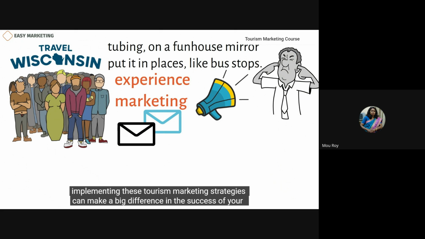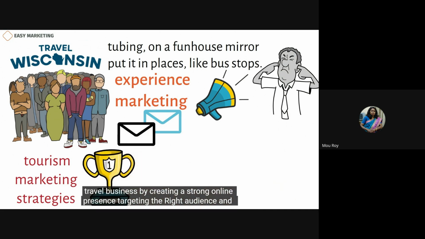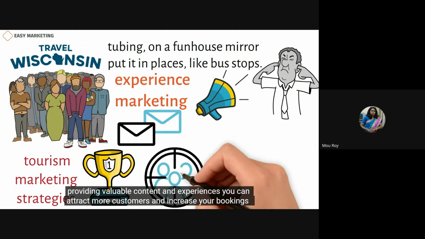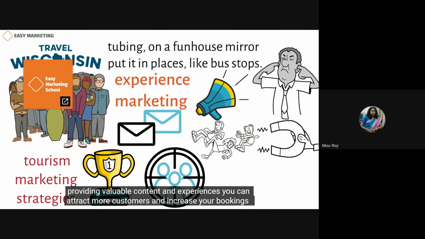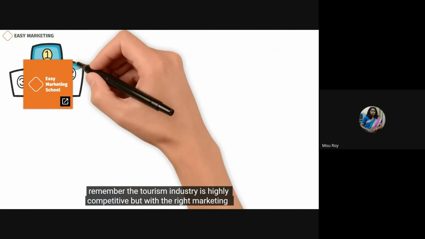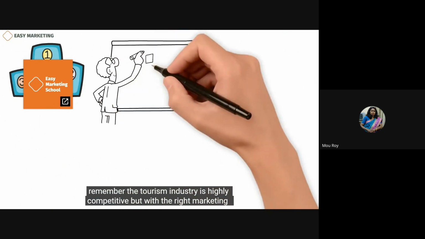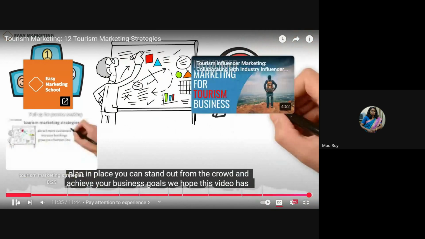In conclusion, implementing these tourism marketing strategies can make a big difference in the success of your travel business. By creating a strong online presence, targeting the right audience, and providing valuable content and experiences, you can attract more customers and increase your bookings. Remember, the tourism industry is highly competitive, but with the right marketing plan in place, you can stand out from the crowd and achieve your business goals.